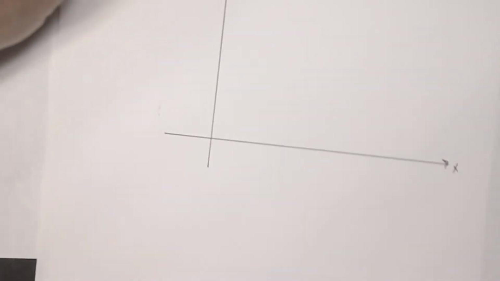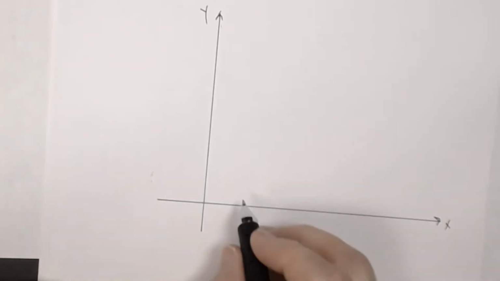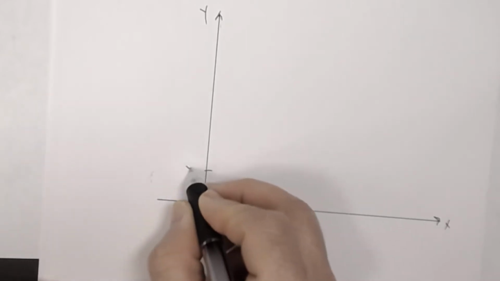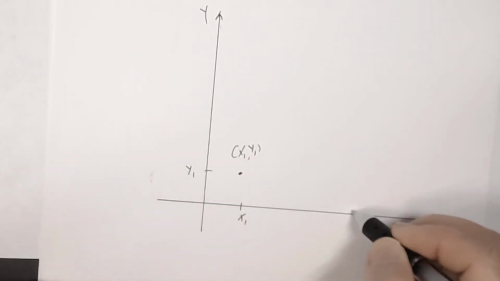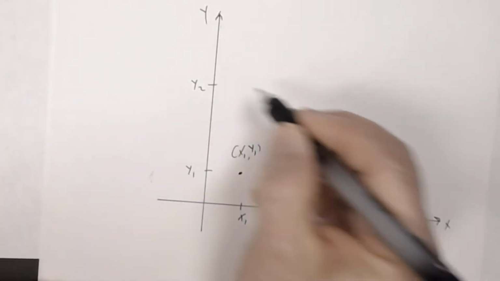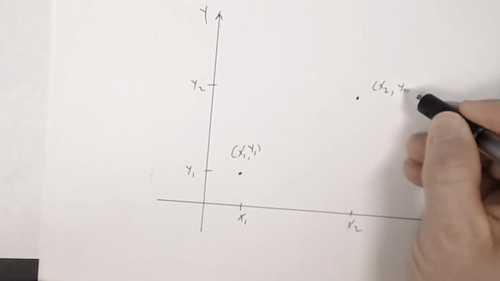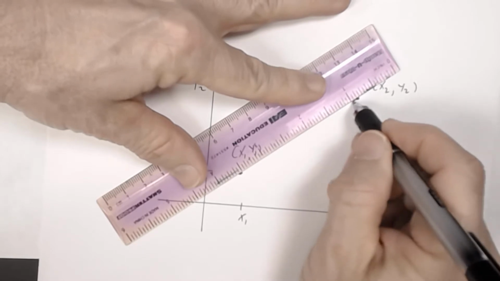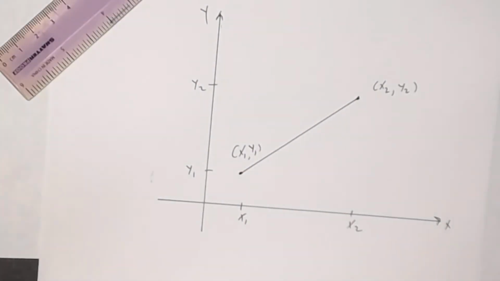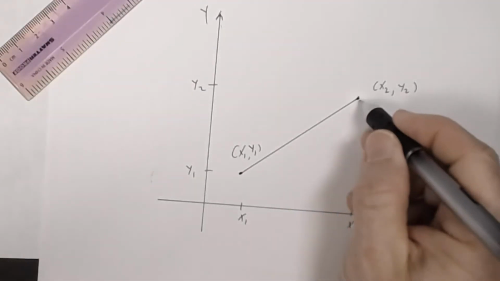So to derive it, I'm going to go ahead and use an xy plane that's not numbered. Okay, that's not numbered. And I'm going to go ahead and call, if this is x1 and this is y1, then this point is the point x1, y1, right? If this is x2 and this is y2, then this point here is x2, y2, okay? And what I want to do is find the distance between those 2 points. That's what I want to do. So just like I did this, I'm going to go ahead and draw a right triangle, just like this.